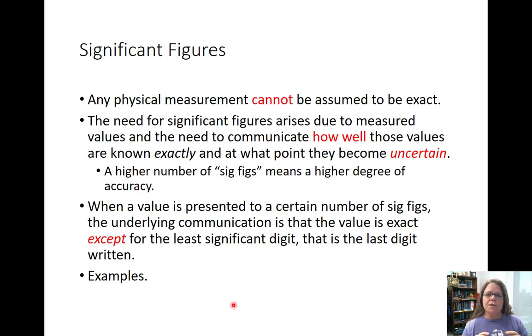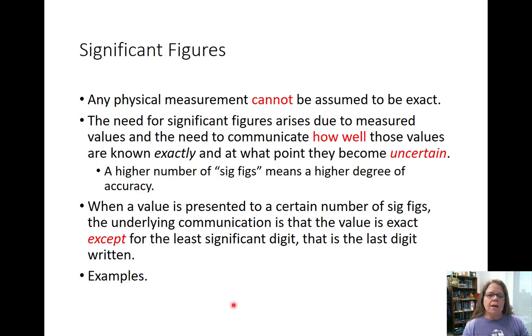Okay, so the more sig figs you have, that means you have a higher degree of exactness or accuracy in your measurement. So when you present a measurement to a certain number of sig figs, the underlying communication is that the value is known exactly except for that very last digit. That's the one where the uncertainty is. All right, so you want to be careful.